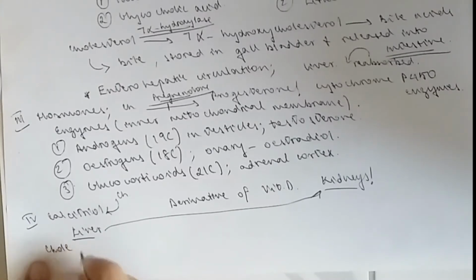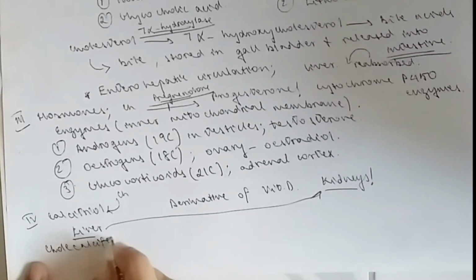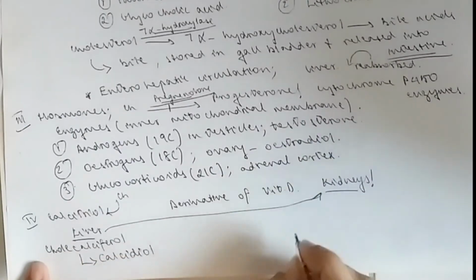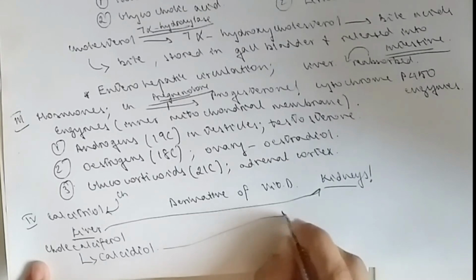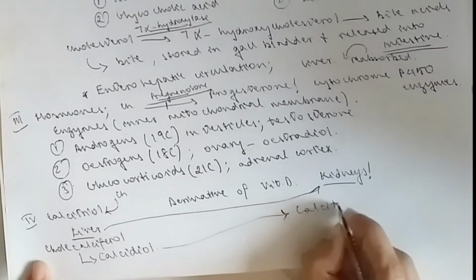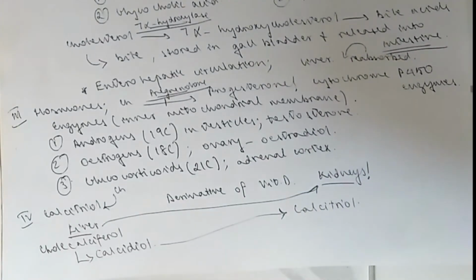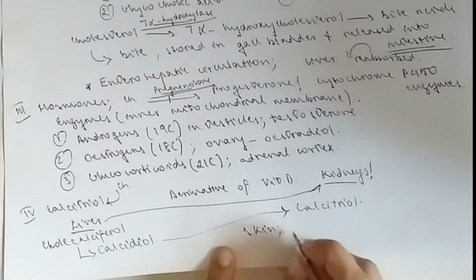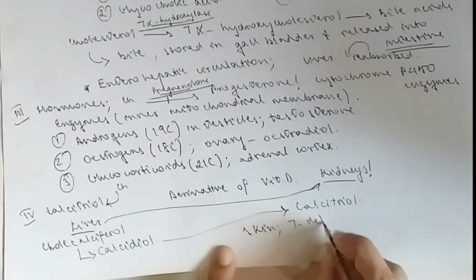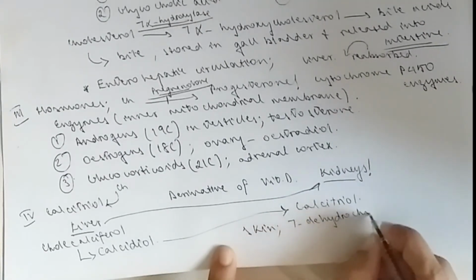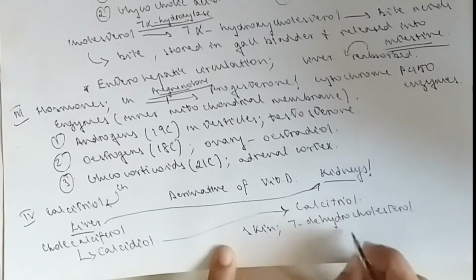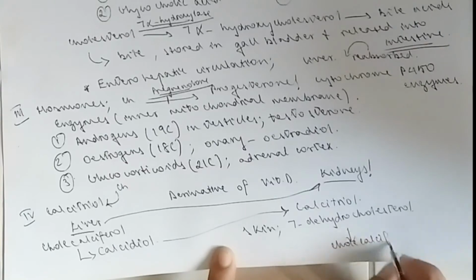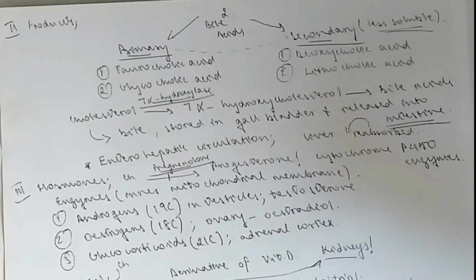so in the liver it goes from cholecalciferol to calcidiol. In the kidneys it goes from calcidiol to calcitriol, and before that in the skin, with the help of UV light, it goes from 7-dehydrocholesterol to cholecalciferol. So in the kidneys it is in the proximal convoluted tubules, and this is how you get calcitriol from cholesterol.